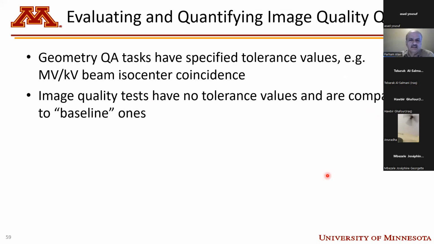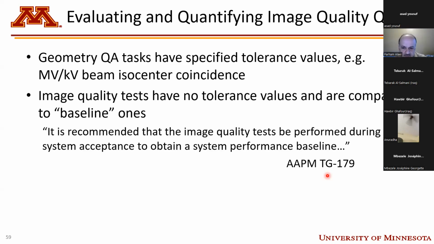So how do you evaluate and quantify this? Those are the tasks that we do, but how do we quantify them? Geometric ones have specific tolerances, like the MV-kV beam isocenter coincidence, let's say 1 millimeter. The image quality tests have no tolerance value. So all the recommendations say, do this on a monthly basis and compare that to the baseline. So this becomes a bit vague.